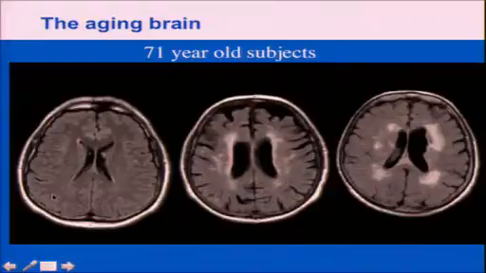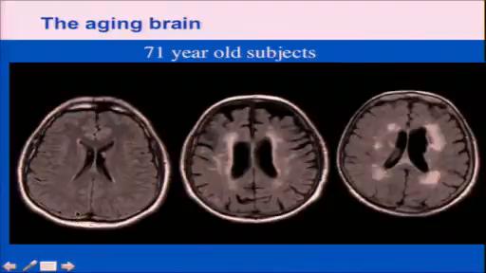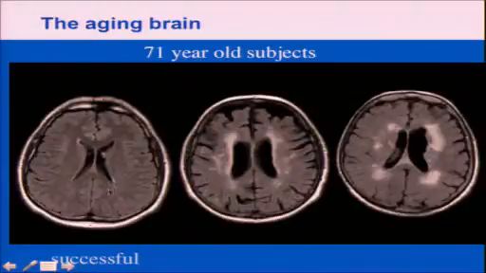Looking at the white matter changes, those are again the three subjects you have seen before. They are all 71 years old, all from the same area. It's not that they grew up in different areas of Germany, east or west. They are all from the western part of Germany. And this is the 71-year-old that has no white matter changes. Only a single dot was seen.